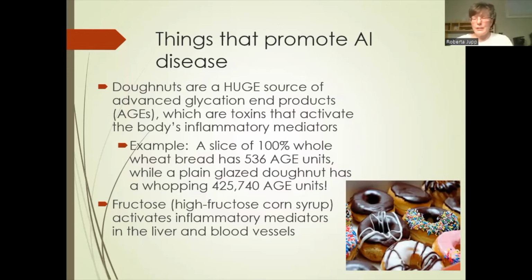And when sugar sticks to things, it makes them sticky, right? So cells can clump together and can cause inflammation. So a slice of 100% whole wheat bread has about 536 AGE units. They look at AGEs as units, while a plain glazed donut has 425,000 AGE units. Wow. Good God.